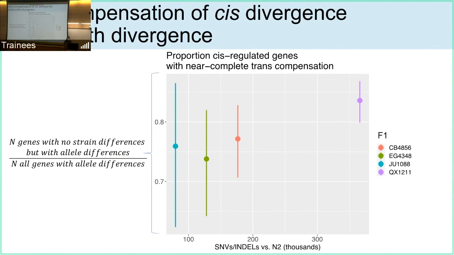And so what this shows you is that the purple strain, QX1211, has more informative genes and more cis-regulatory changes. We knew that. But it also has a higher proportion of those changes that are compensated for. So we know there's cis differences, but then they're not showing up as differences across the strains. So as the cis regulation of gene expression diverges more, the compensation correcting for this also increases.